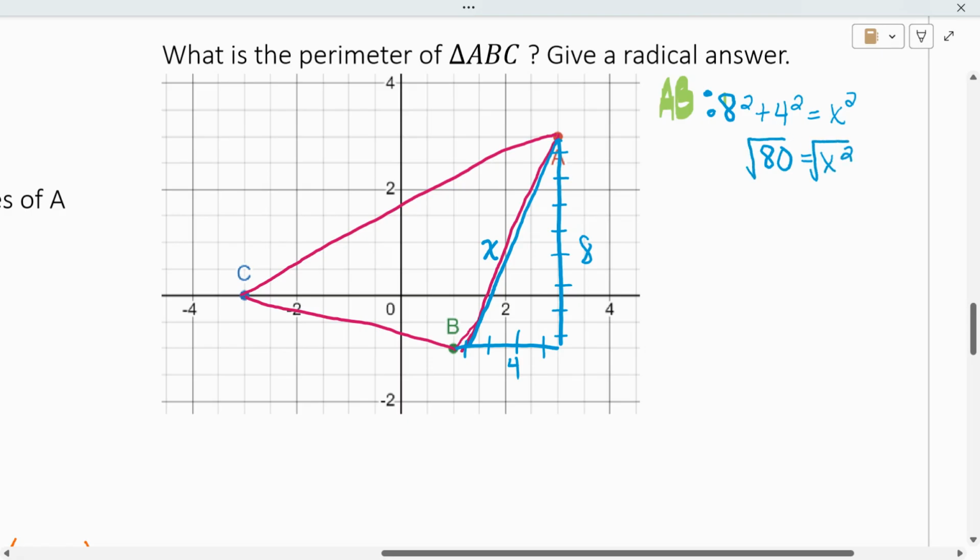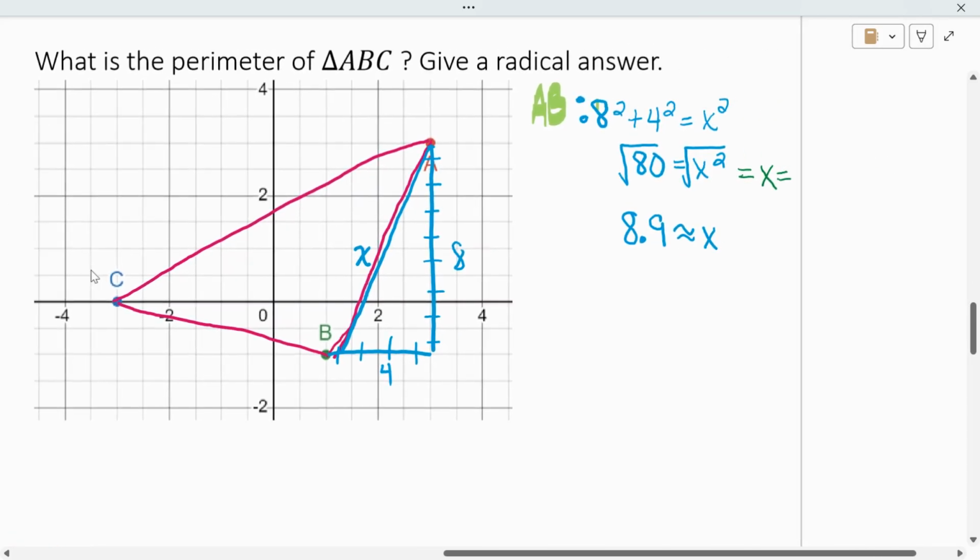Find the square root of both. Eight point what? 8.9 is about x. Okay. Do you guys see how it says give your answer as a radical? I'm going to write this as x equals the square root of 80, which is the same thing as the square root of 16 times the square root of 5.